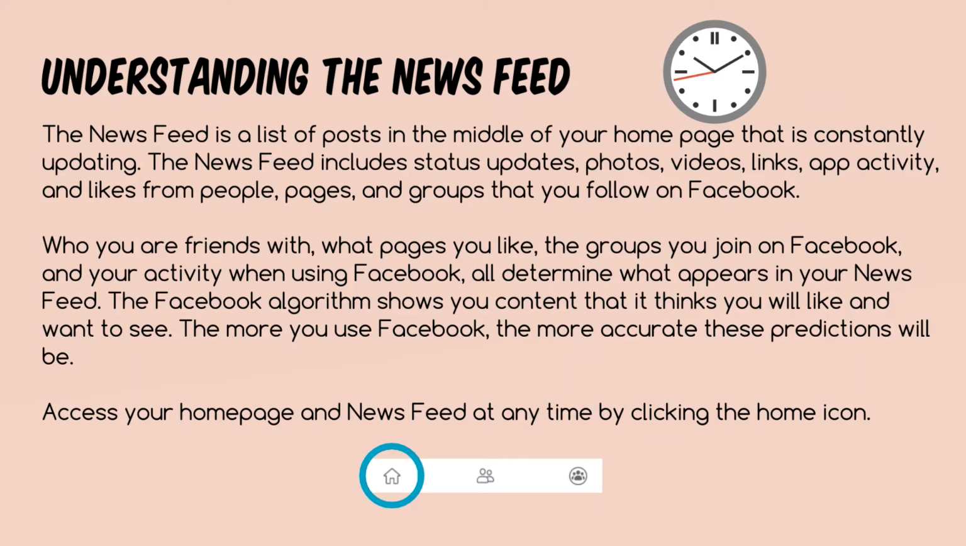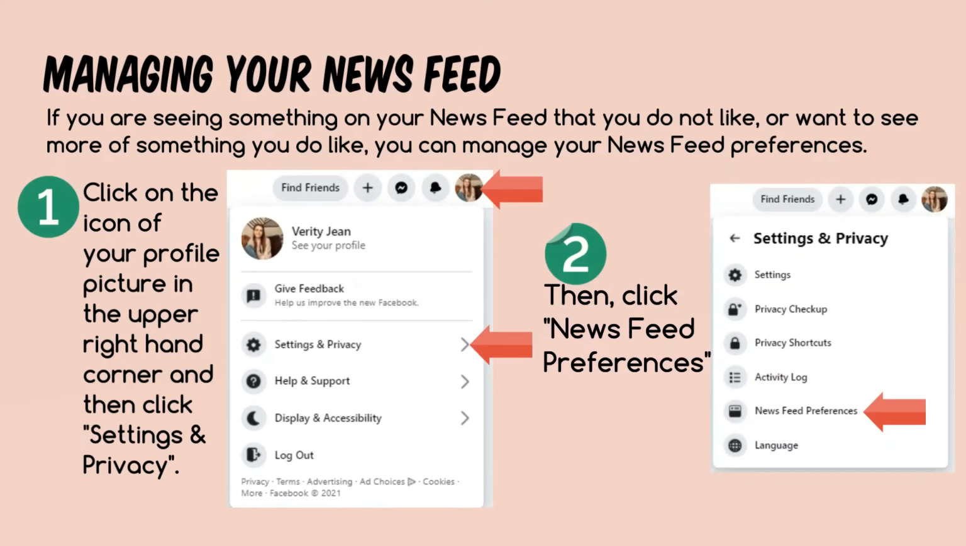Access your homepage and newsfeed at any time by clicking on the home icon at the top of your screen. So managing your newsfeed. If you are seeing something on your newsfeed that you do not like or want to see more of something you do like, you can manage this in your preferences. So first you're going to click on the icon of your profile picture in the upper right-hand corner and then click Settings and Privacy. Then you're going to click on Newsfeed Preferences.